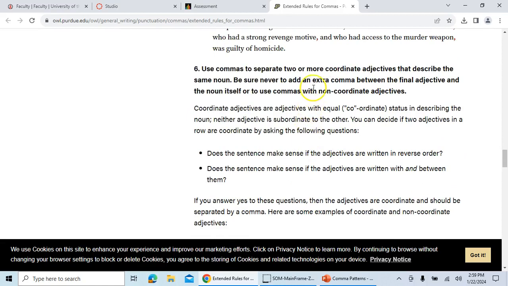So, two or more coordinating adjectives that describe the same noun. If you're using two descriptors for a noun, and neither one of them absolutely has to be placed right before the noun, then put commas between them. The way to figure that out is to take out your adjectives and move them around. If they're interchangeable, then you put a comma between them. If they're not interchangeable, if you can't do that for some reason, then you don't put a comma between them.